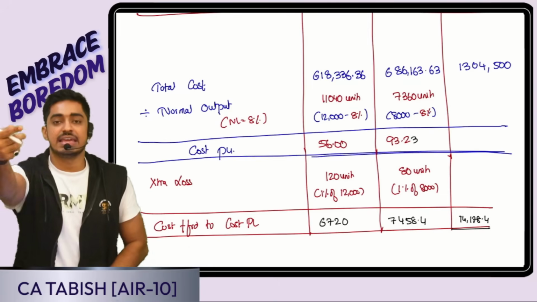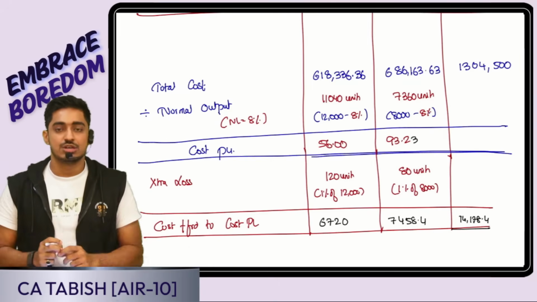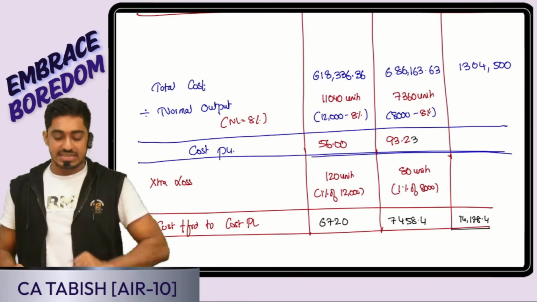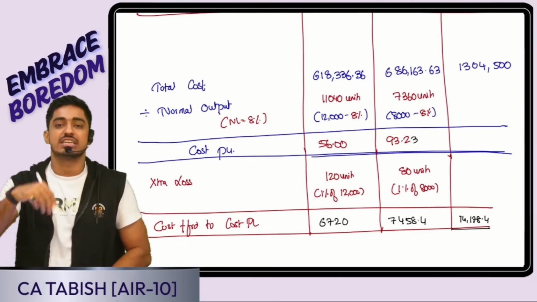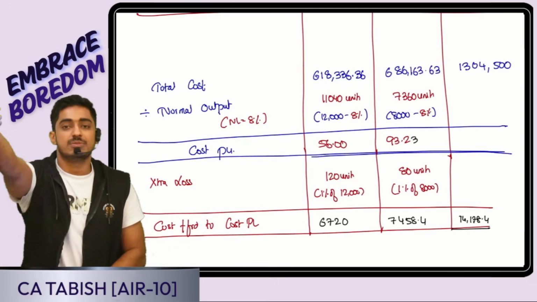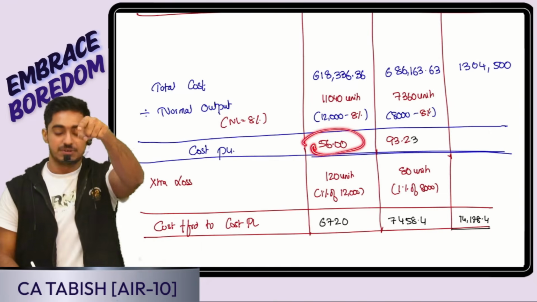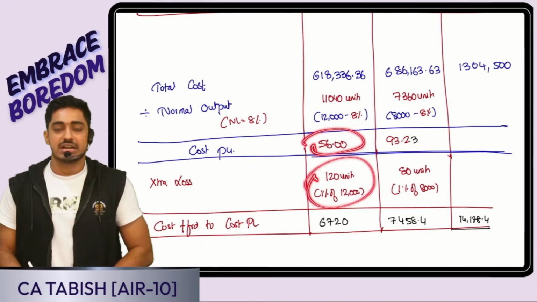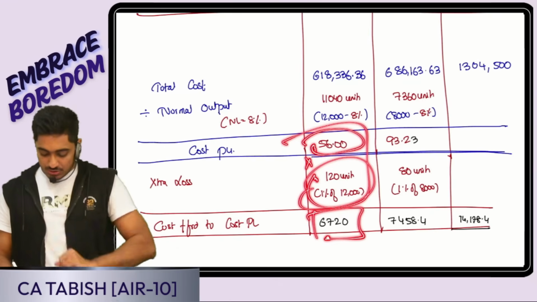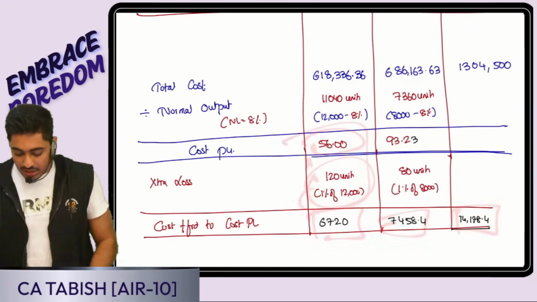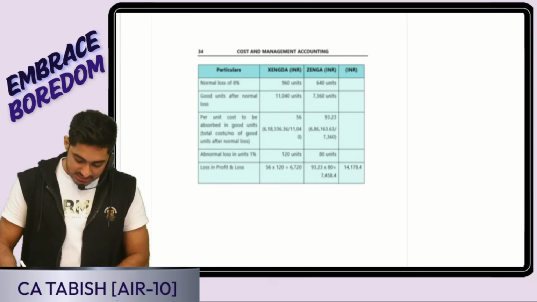Now tell me, in reality, how much loss has happened? 9%. That means 1% extra loss has happened. So on 12,000 units, 1% means 120 units. Abnormal loss has happened. Yes or no, everyone? Extra loss has happened. So how much amount will I be transferring to costing P&L? For the first raw material, cost per unit is 56. That way 120 units are transferred to costing P&L. Once you multiply, you will get 6,720. Same is going to be for the second raw material. Accordingly, you will get 14,178.4.